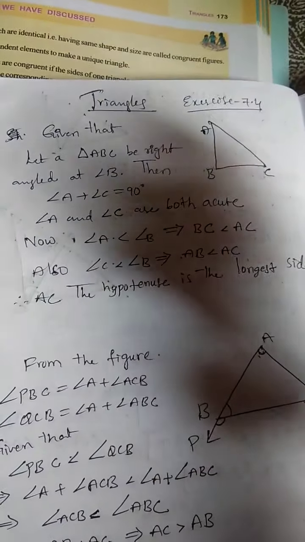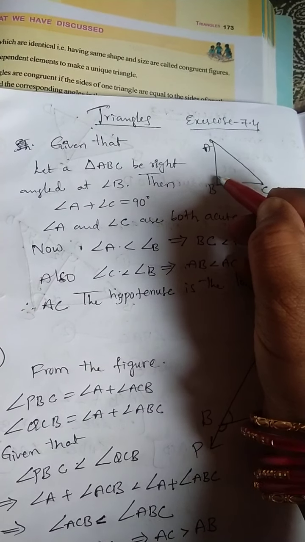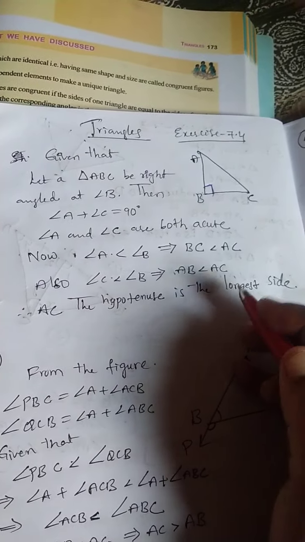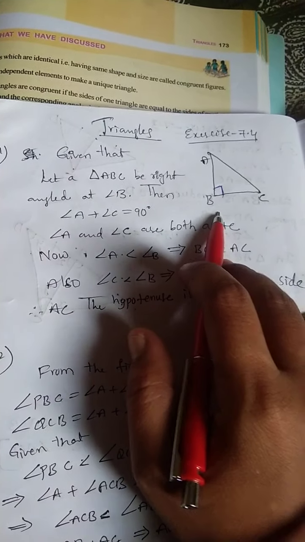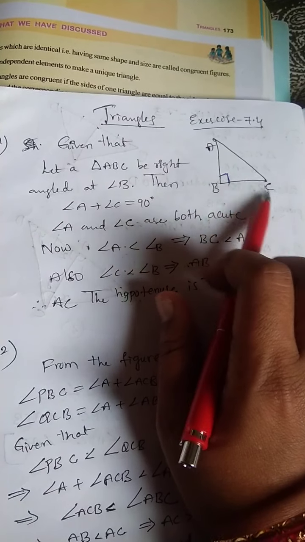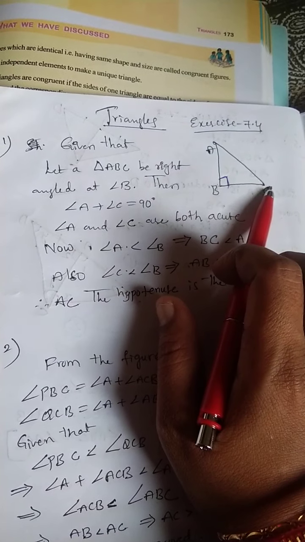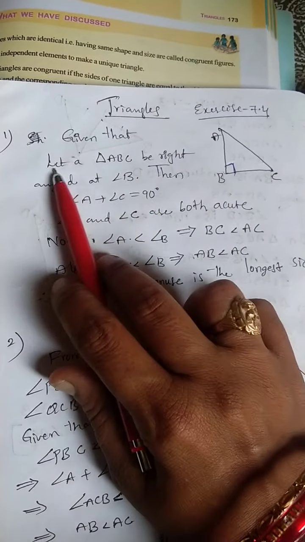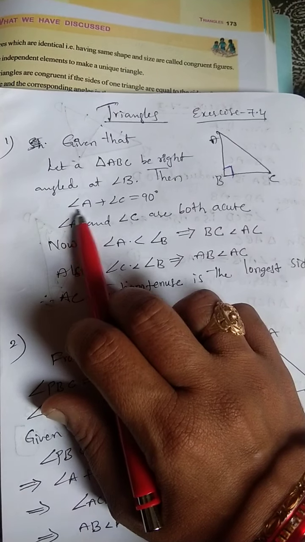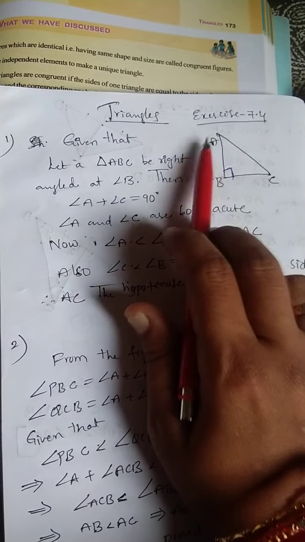See here, I took triangle ABC, right angle triangle ABC, right angle at B. Now we should show this. AC is the hypotenuse, which is the longest side we need to show. Let triangle ABC be right angle at B, then angle A plus angle C is 90 degrees.